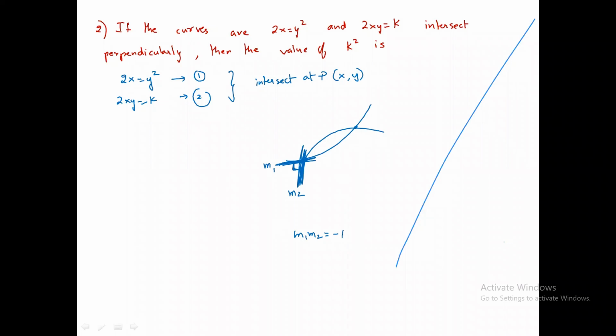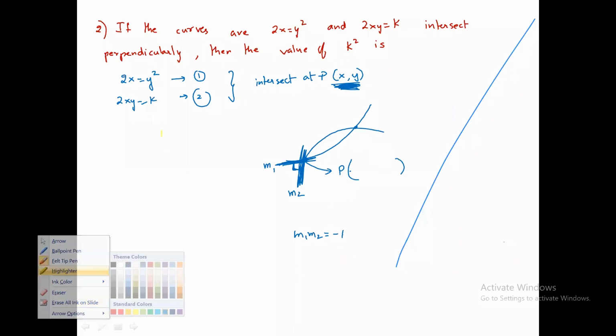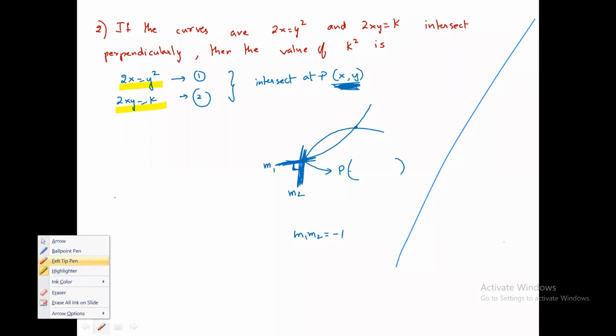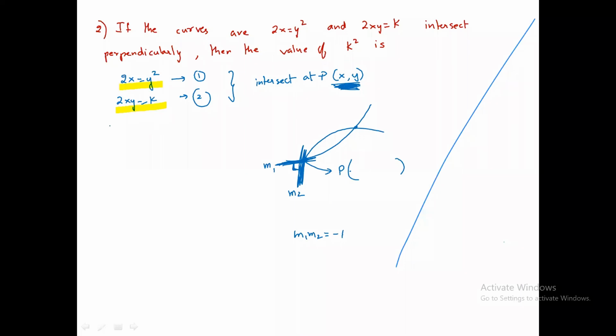So first of all, we must find what is this point of intersection. Where they are intersecting, this point we have to find, the coordinates. For that, intersection means we will combine both the equations. We will solve both the equations by combining, like simultaneous equations. So how to solve it?